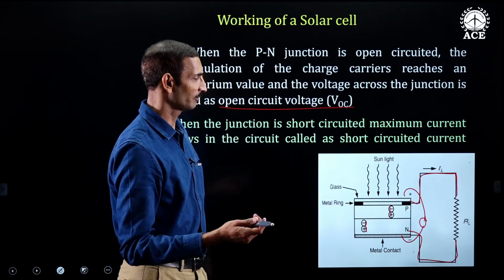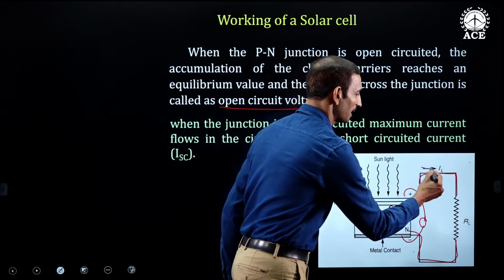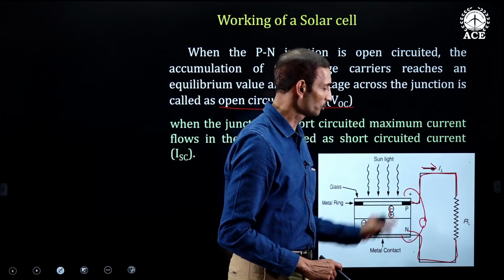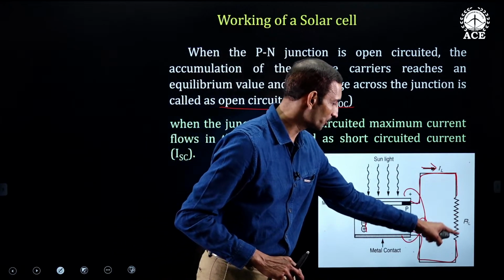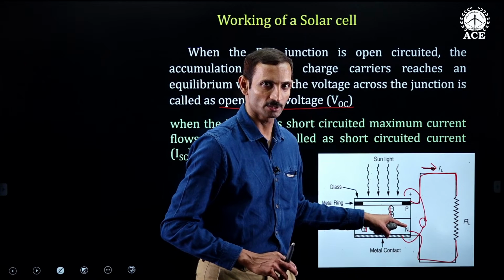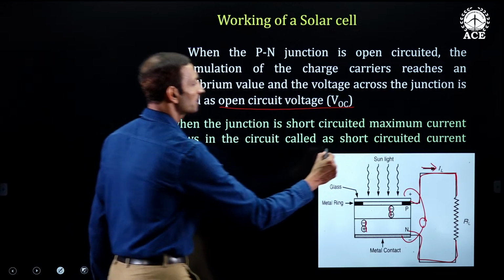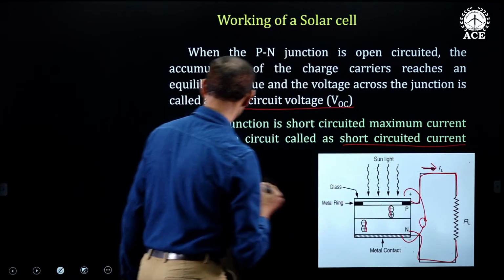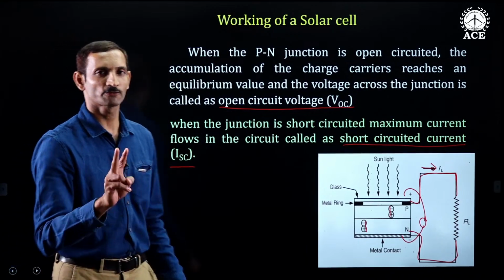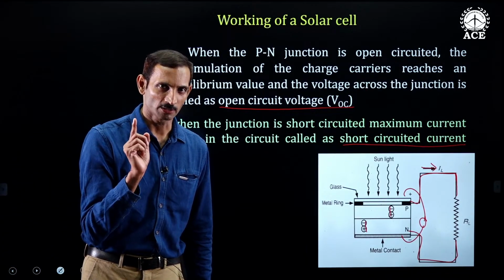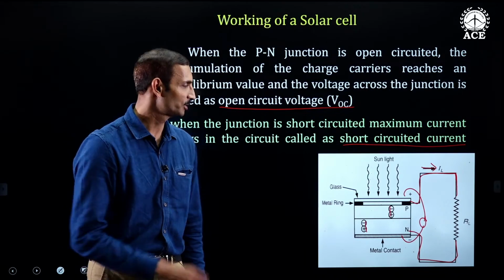Right. Now you connect it by means of a load, or you use it for some external device, then current flows. When the current starts flowing, maximum current flows initially through the load. This maximum current, when you short circuit the two ends of that particular diode, is what we call short circuit current. So there are two parameters for a solar cell. One is open circuit voltage and the other one is short circuit current. So these two are important.